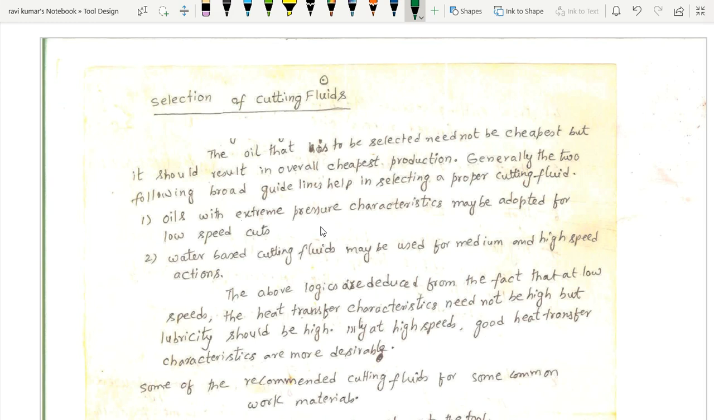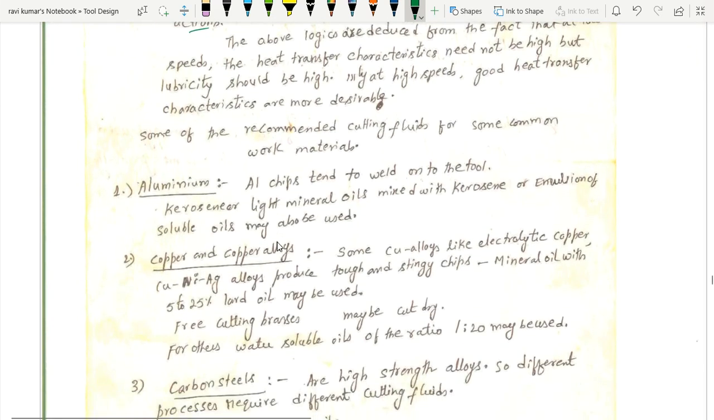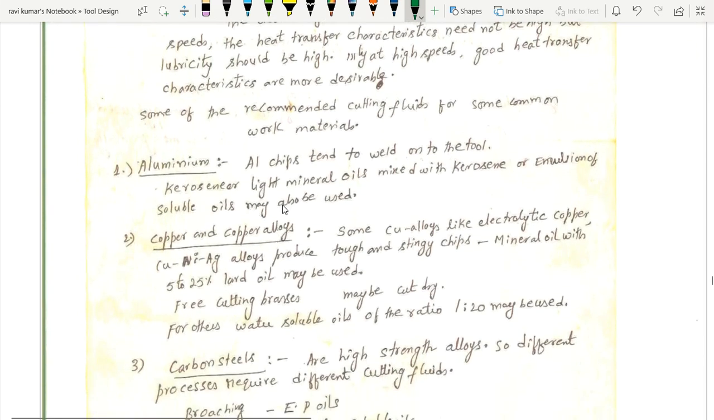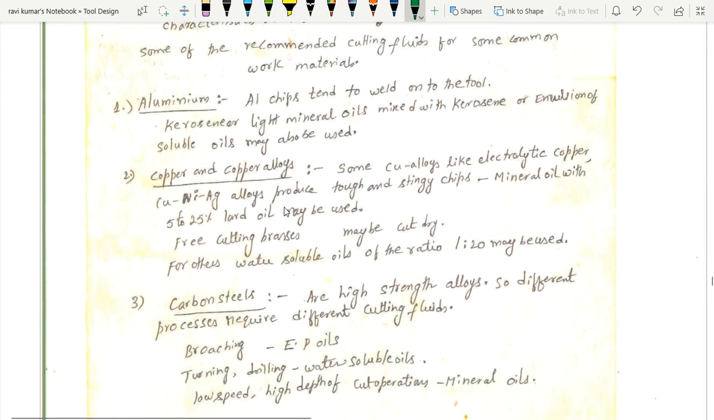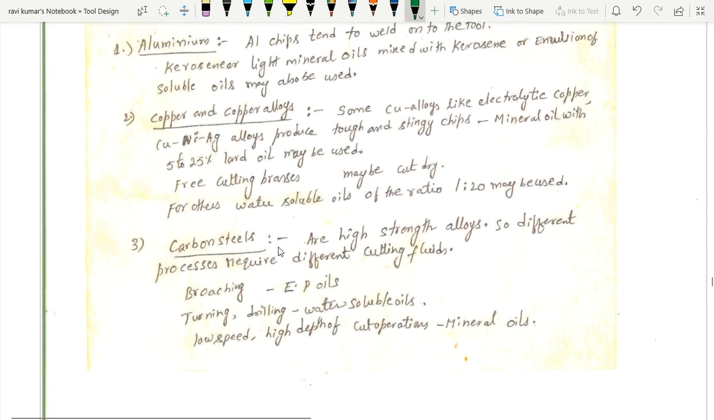So extreme pressure characteristics, you may see oils with extreme pressure characteristics, they may be used for low speed cutting. On the other hand, water based cutting fluids, they may be used for high speed cutting actions or sometimes even medium speed cutting, right? So recommendations for some of the materials. So aluminum, you can use kerosene. Copper, if it is free cutting brass, I may cut dry. Otherwise, I can go for water soluble oils.